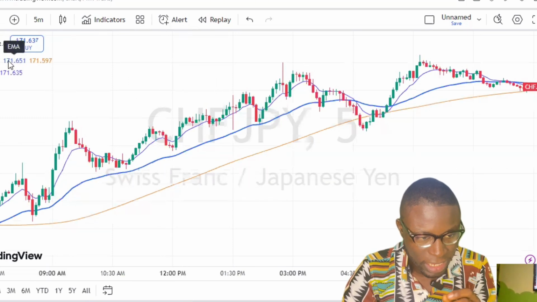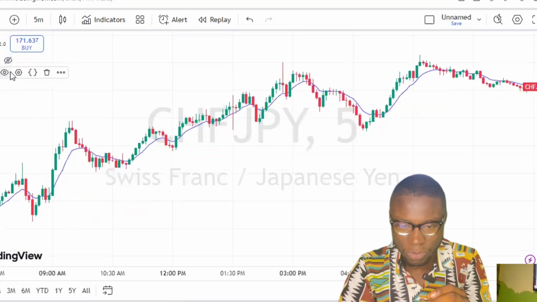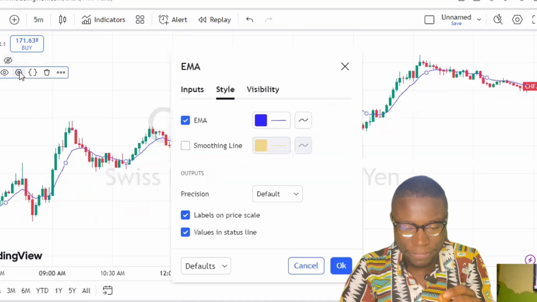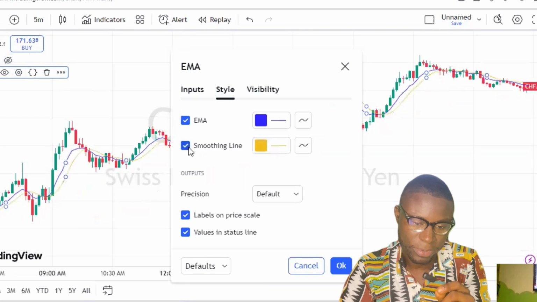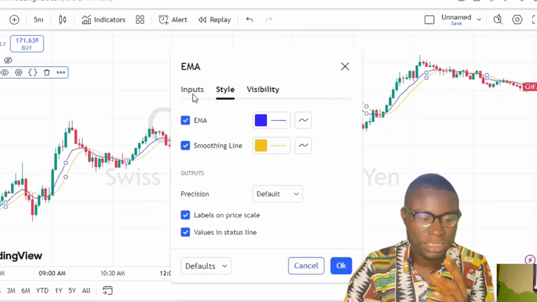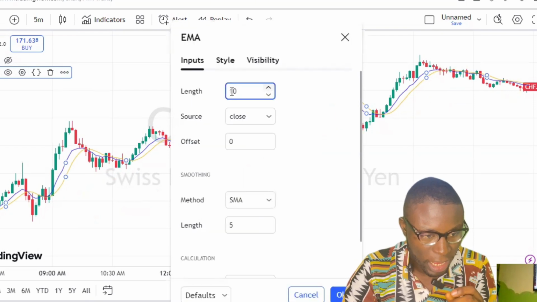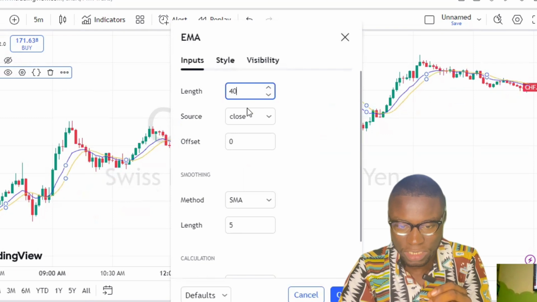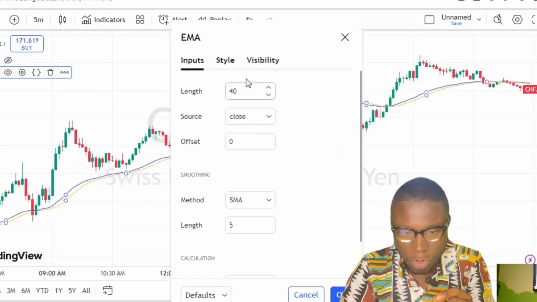But I'm teaching you now how to set it up. So what you are going to do is come to the settings here, this settings icon here, click on it. It's going to appear like this. So check this box, this smoothing line, click it, and then come to inputs, click this and type in 40. Okay, 40, that's what I want. Then leave every other thing the way they are.